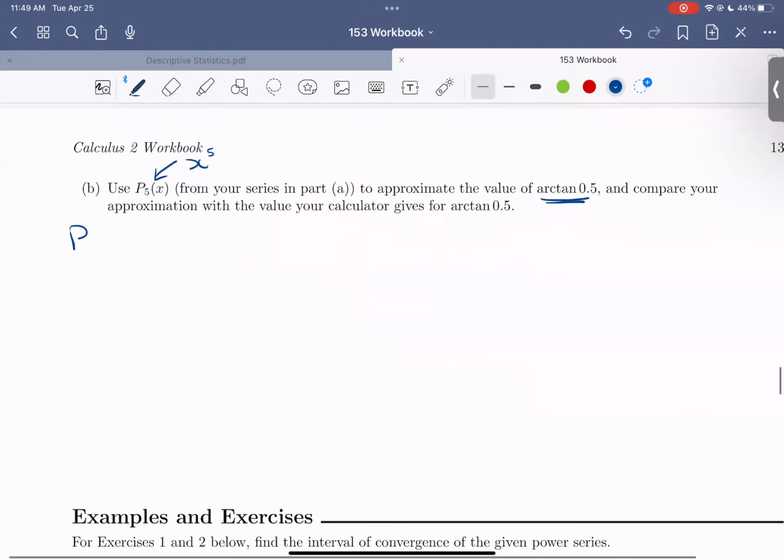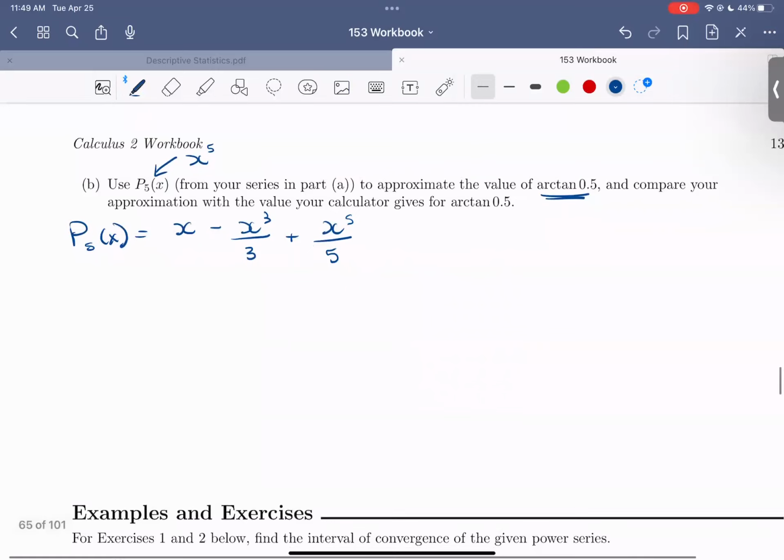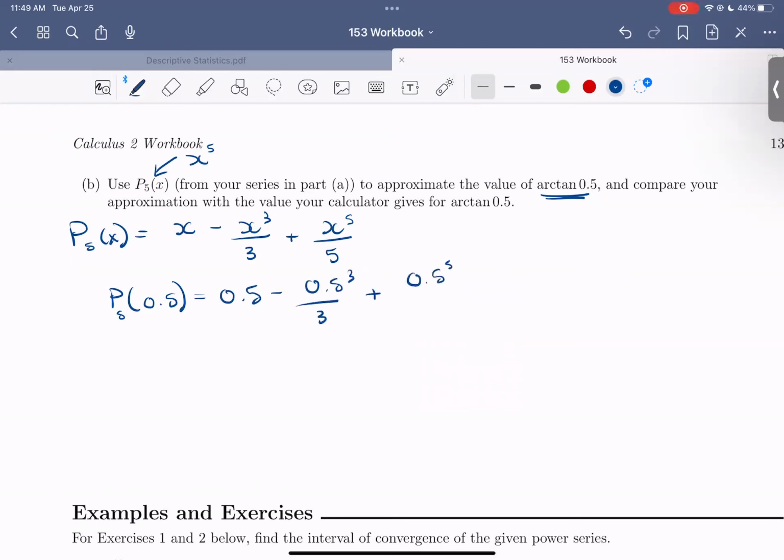All right, so let's first of all write out that polynomial. So p sub 5 of x is going to look like, we're just going to take the sum of the first terms up to the 5th degree term. Degree is just the exponent of the x. So here, that would look like x minus x cubed over 3 plus x to the 5th over 5. All right, so that's p sub 5. So now we can evaluate p sub 5 of 0.5. And we get 0.5 minus 0.5 cubed over 3 plus 0.5 to the 5th over 5. So go ahead and check what that is in your calculator. Should be getting something close to 0.4646.